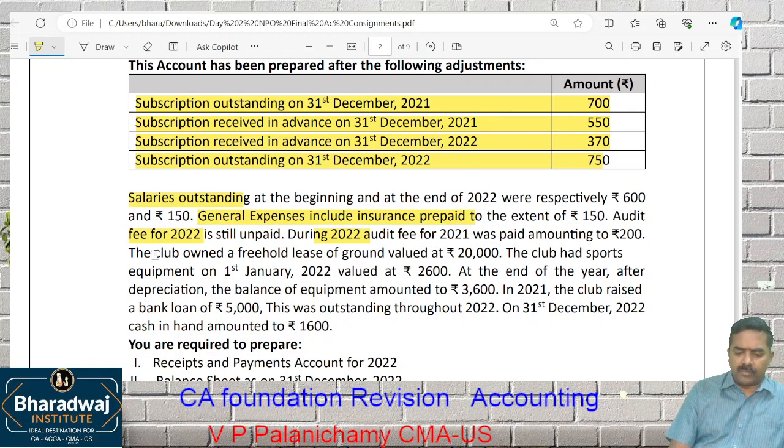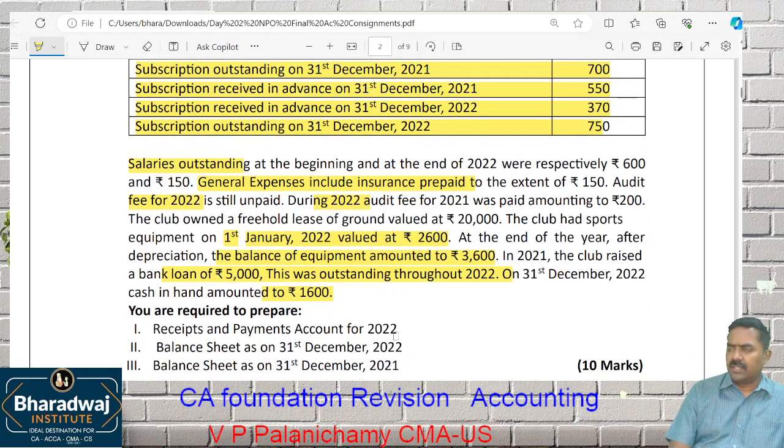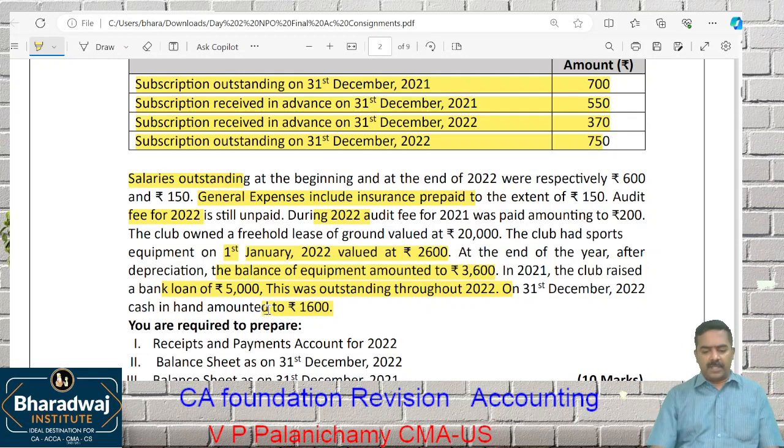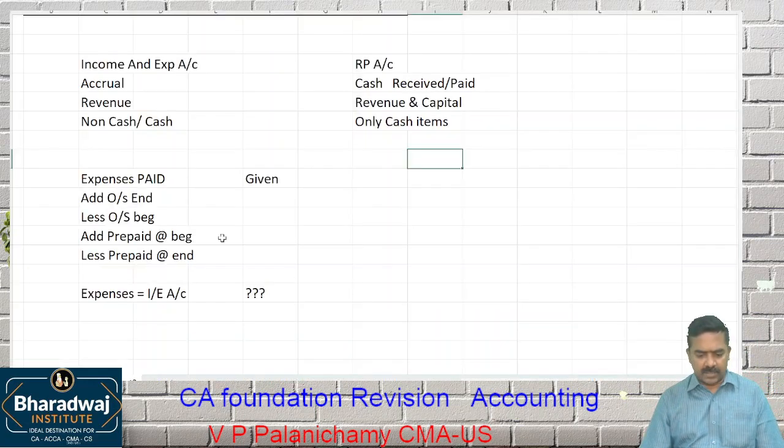The club owned a freehold lease ground valued at how much? 20,000. Sports equipment at the beginning of the year is given. At the end of the year, after depreciation, the balance of equipment is 3,600. The club raised a bank loan of 5,000, which is still outstanding in the current year. Year-end cash in hand is given to us. So we have to prepare the receipts and payments account and find out the opening balance of cash. What is missing in this question? Opening balance of cash is missing in the question.